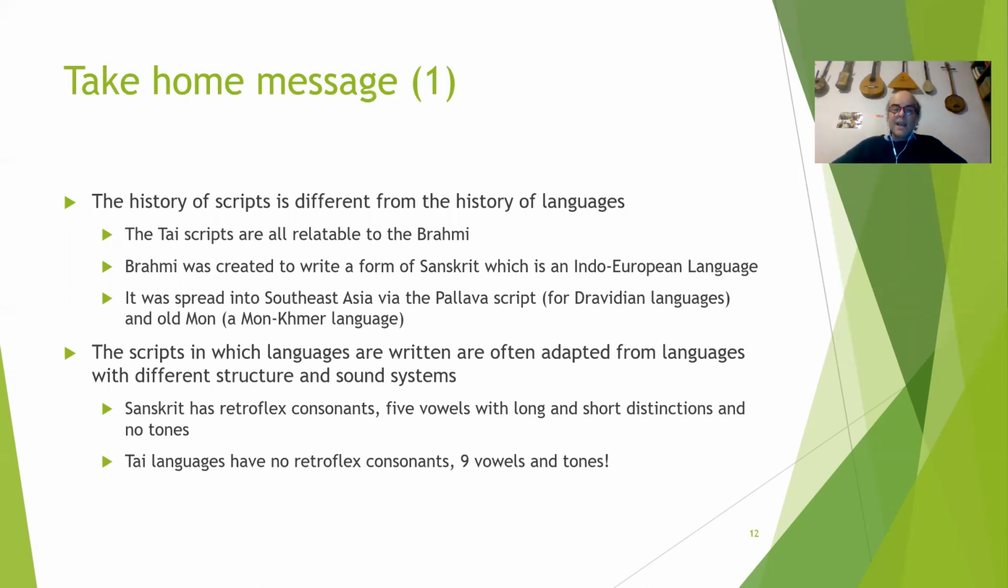So Sanskrit has retroflex consonants. This is the Murdonya series, as it's called in Assamese. But these sounds are not present in Thai languages. But they are still present in some of the Thai scripts, particularly the script in Thailand. Sanskrit has five vowels, A, I, U, E, O, with long and short distinctions. But Thai languages are very different. They have no retroflex consonants, and yet some of them have symbols for those. They usually have nine vowels.